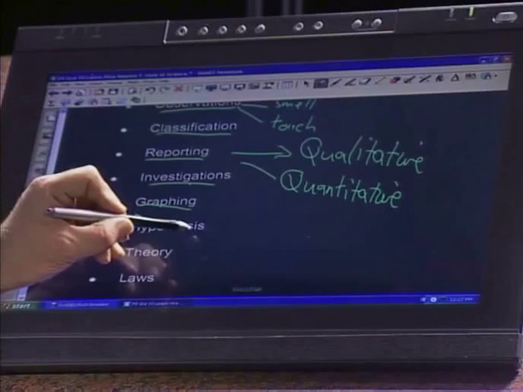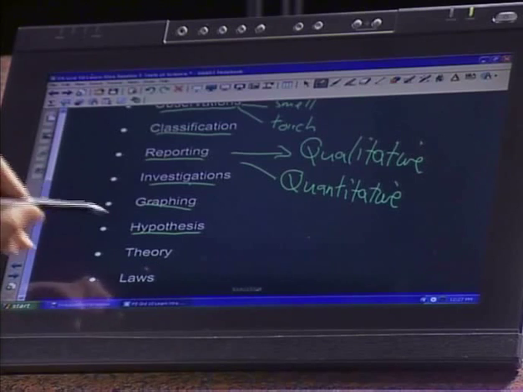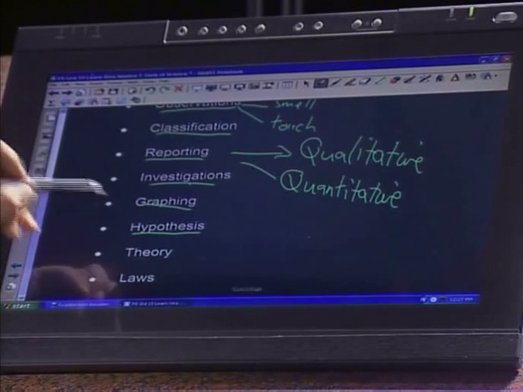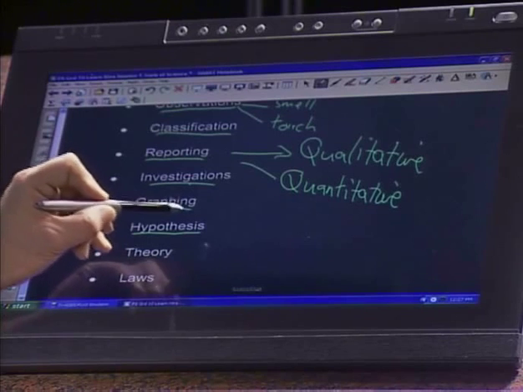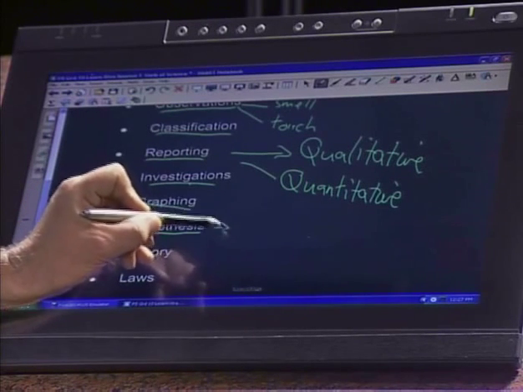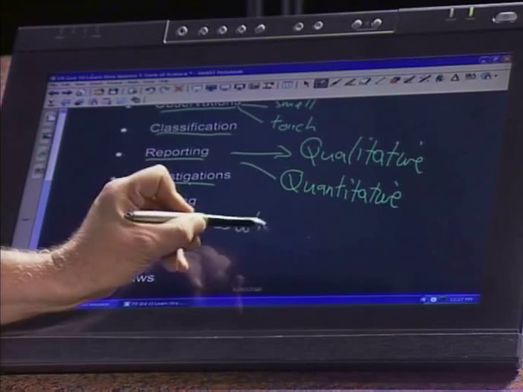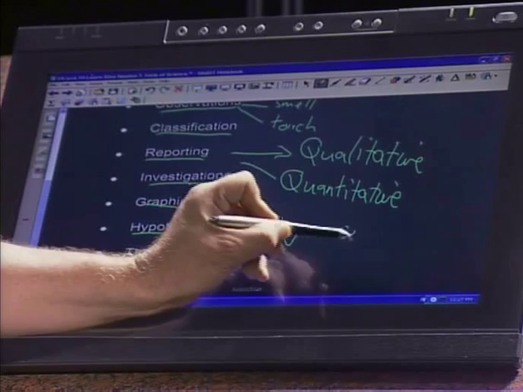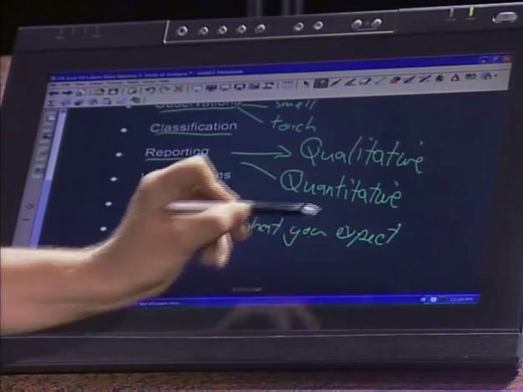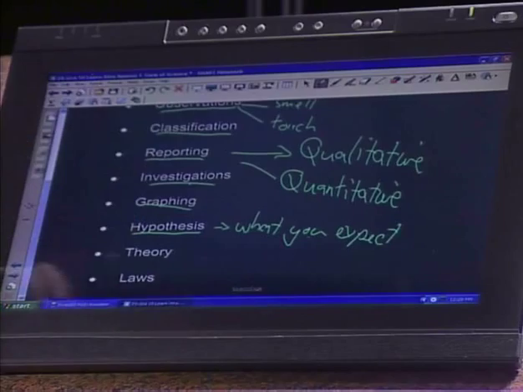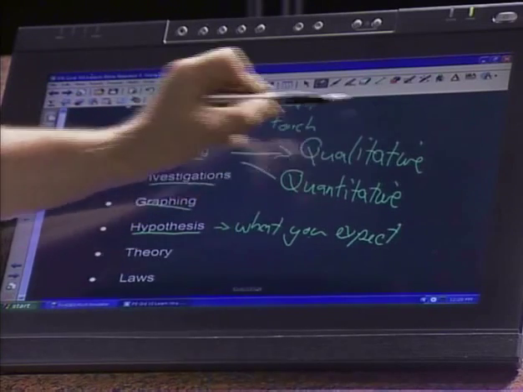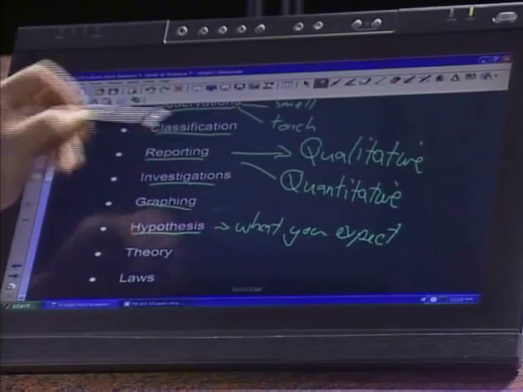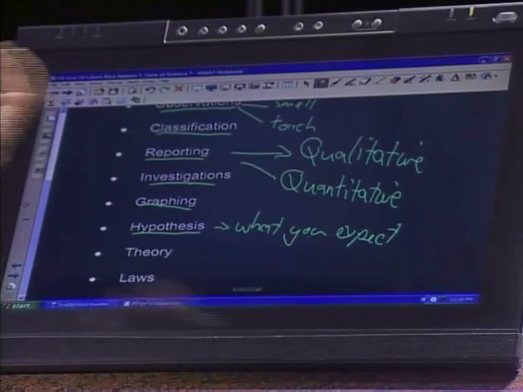Now, in terms of our investigations, what we often use is some terminology. One of the words that we use, which is kind of a big word, but you need to be aware of, is this idea of a hypothesis. And a hypothesis is really what you expect before you do a test. Usually, what you expect comes out of your qualitative observations, your qualitative investigations. You've had an idea, you think about it, and you write down what you expect.